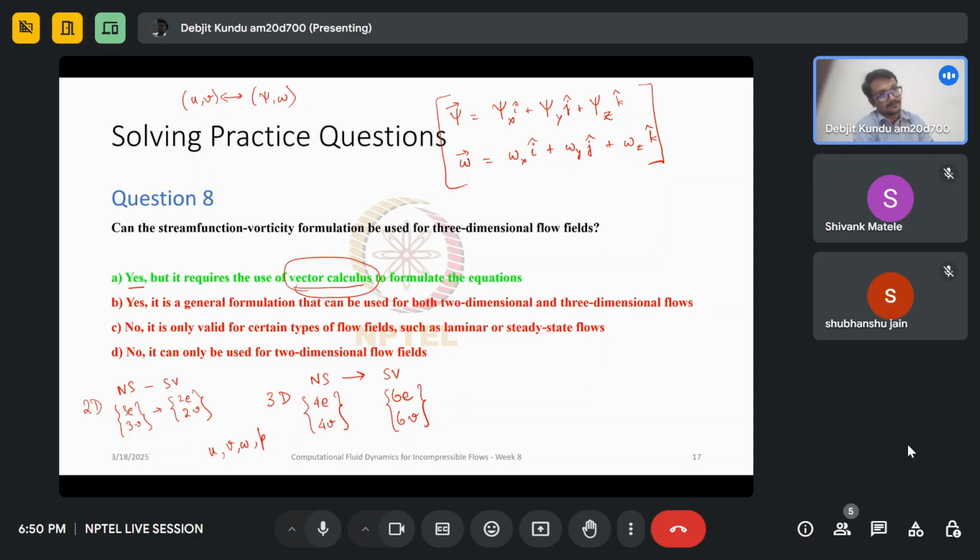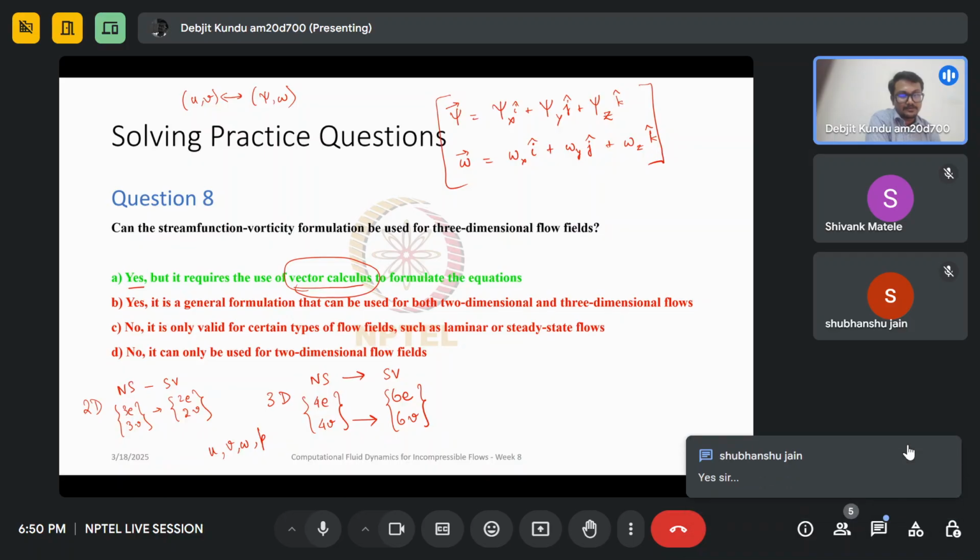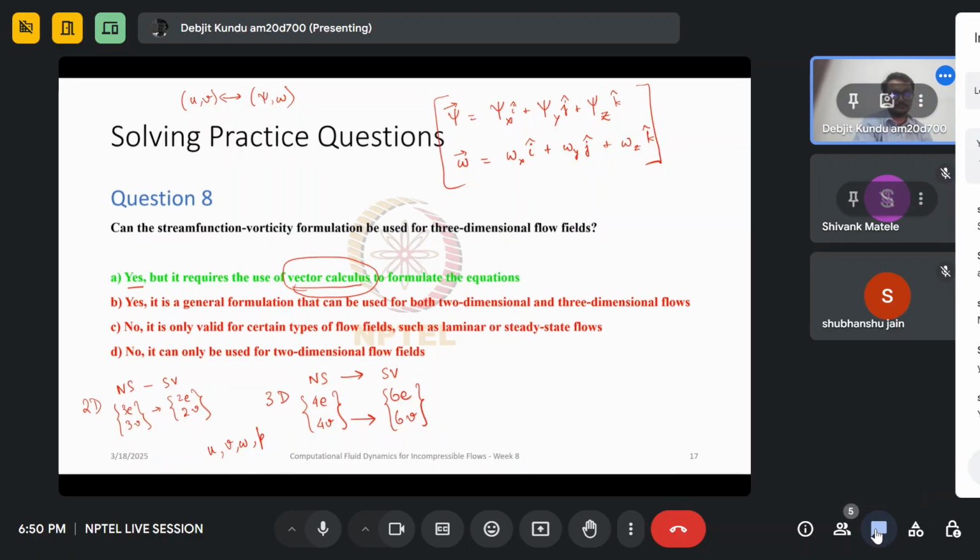The first question, if you remember, was what is the main purpose of using the stream function vorticity formulation? To simplify it, to go from three variables to two variables. Here it is complicating more, going from four to six. It makes the whole thing really messy. You can do it if you want, but there's no real benefit to it.